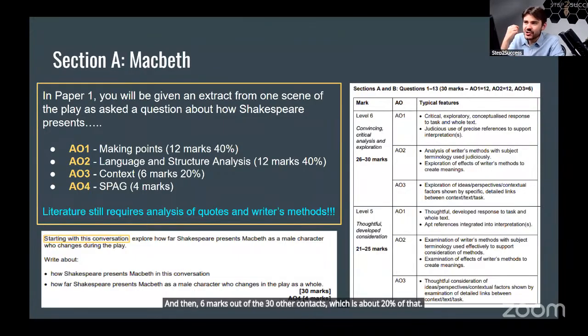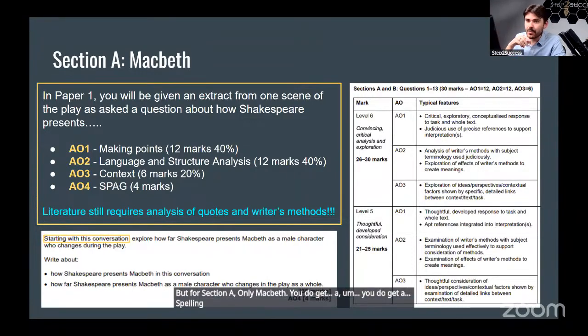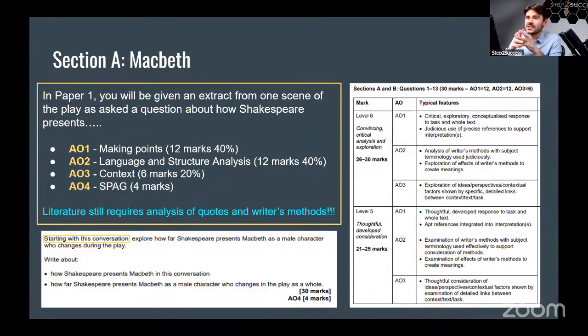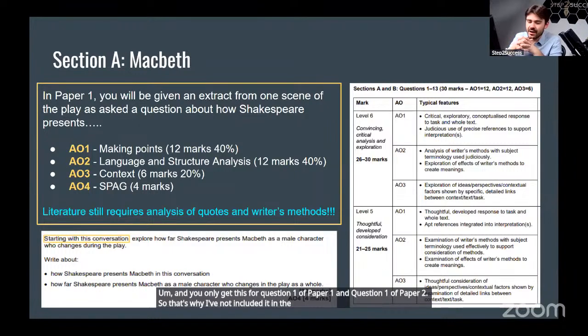But for section A, only Macbeth, you do get a spelling, punctuation, and grammar mark. And you only get this for question 1 of paper 1 and question 1 of paper 2. So that's why I've not included it in the general percentage. Otherwise, the percentages would shift a little bit.